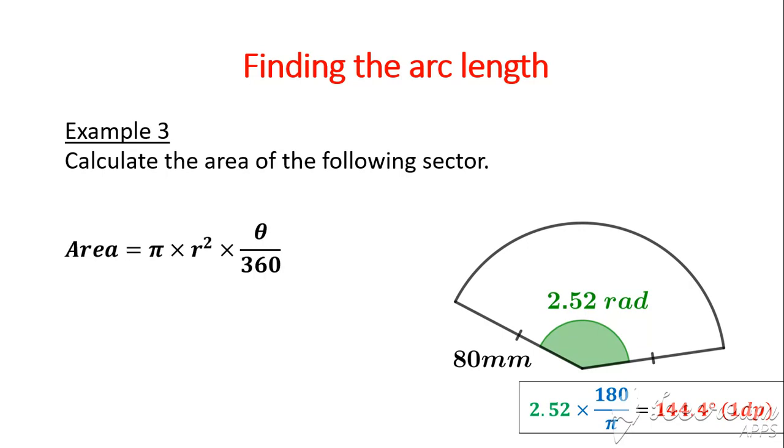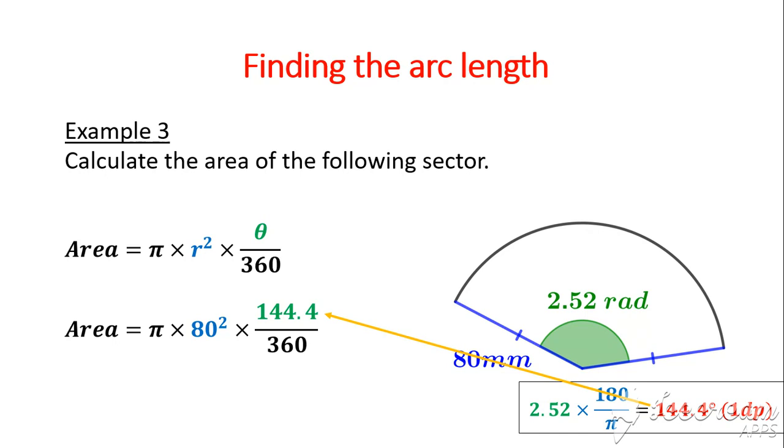Okay, let's carry on with our problem. Area is equal to pi times radius squared times theta over 360. That's the rule to work out the area of a sector. R is the radius, which is 80 millimeters. Theta is the angle, and we're going to use 144.4 degrees. Remember, we're putting the angle in degrees into the rule.